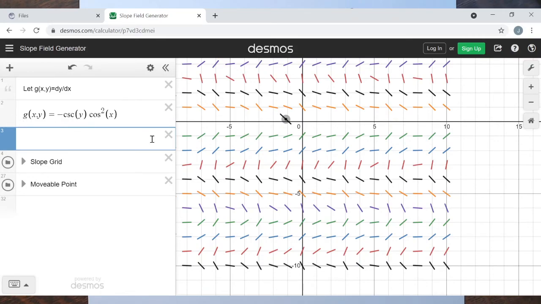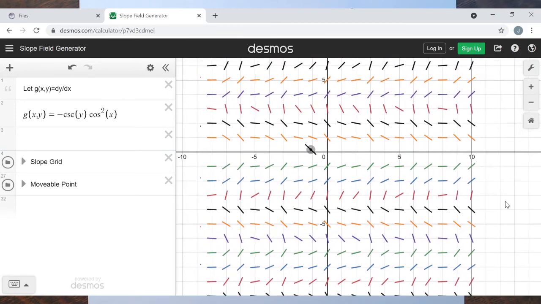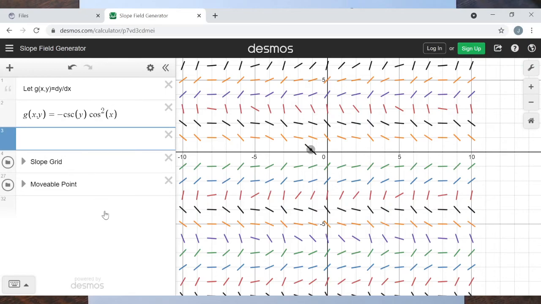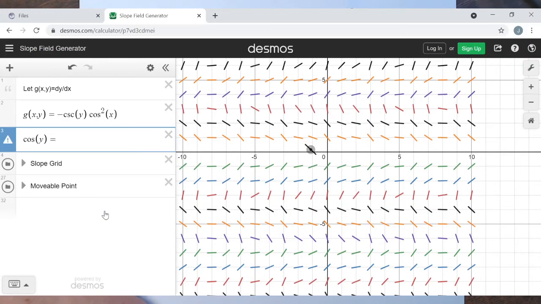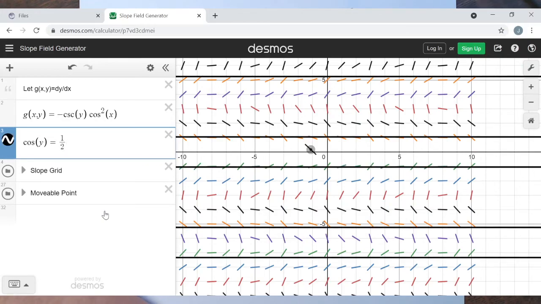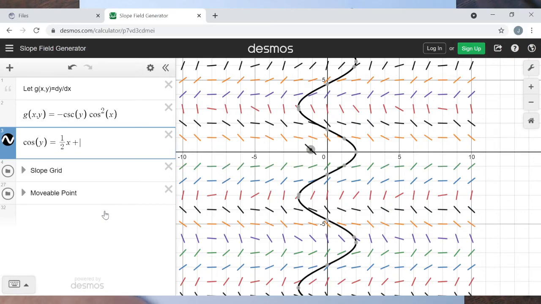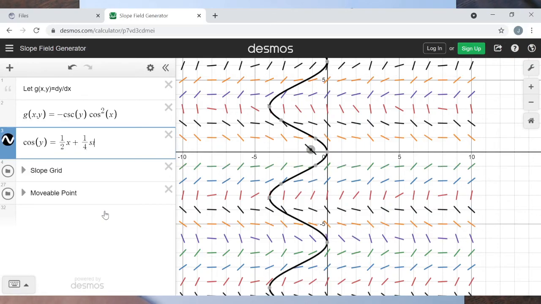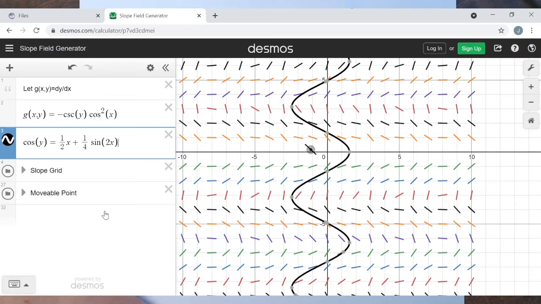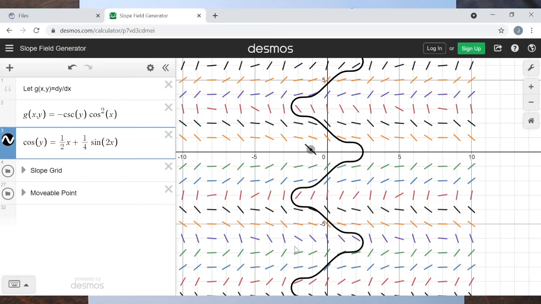Okay, so look at this crazy slope field, again just on the window from -10 to 10 for x and -10 to 10 for y. So here's a slope field, and then what I'm going to enter now is our implicit solution. We have the cosine of y equal to half x plus a quarter of the sine of 2x, and then plus some constant. But again, I'm just going to use a constant of 0.